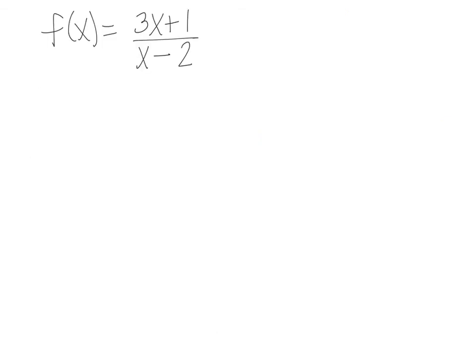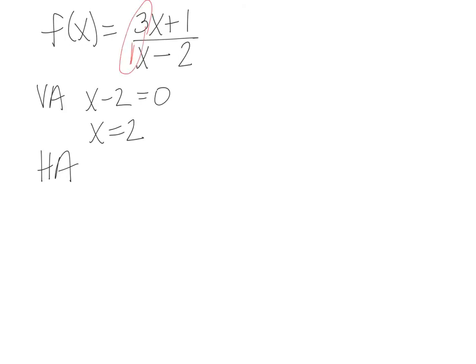So our next equation is the ax plus b over cx plus d form. So to find my vertical asymptote, I take x minus 2, set it equal to 0. So x is positive 2. And my horizontal asymptote comes from the coefficients. Remember, there's a 1 in front of the x. So it's y equals 3.